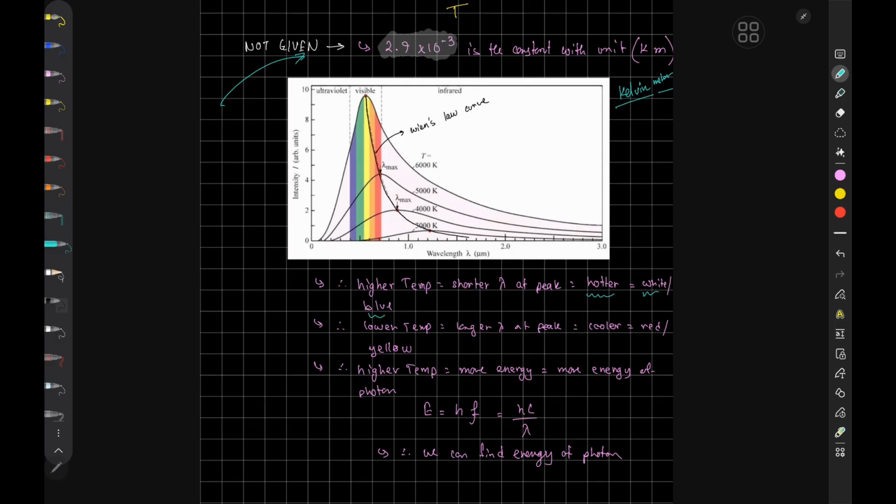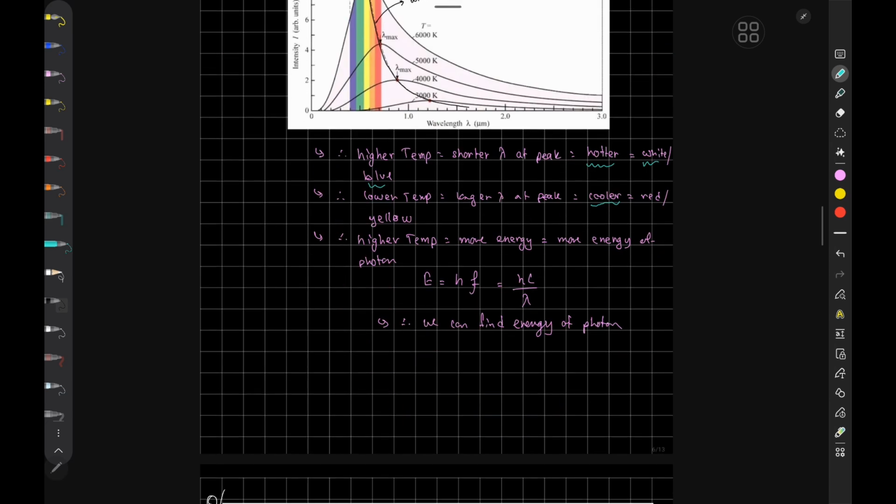That means it's cooler in nature. That would also mean that it is redshifted, or reddish or yellowish, right? So that would mean overall the temperature of the surface is lower. Perfect. So high temperature, more energy, and that indicates more energy of the photon. If more energy of the photon, frequency of light given off should be higher as well. So wavelength should be lower.